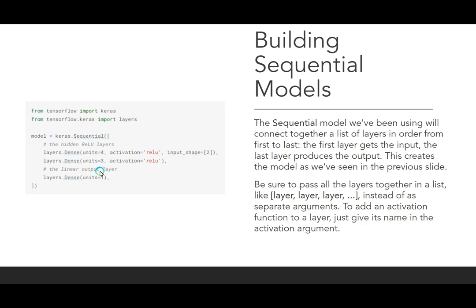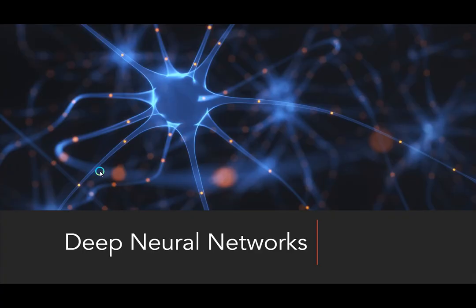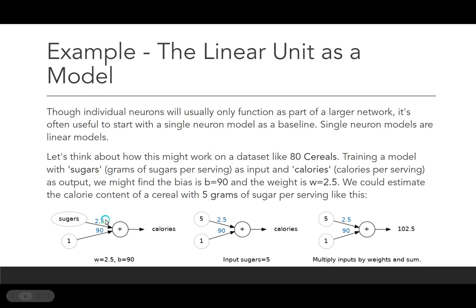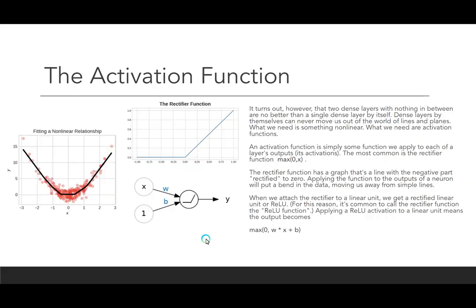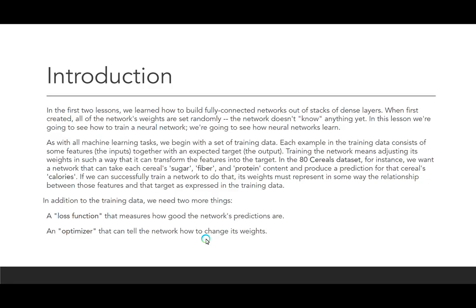calories. So this was the first example we had in class where we did these calculations manually and we never knew how we define these weight terms. But now here we are discussing how we get that W. Okay. So if you can successfully train a network to do that, its weights must represent in some way the relationship between those features and that target as expressed in the training data. And these Ws or these weights should not be random.